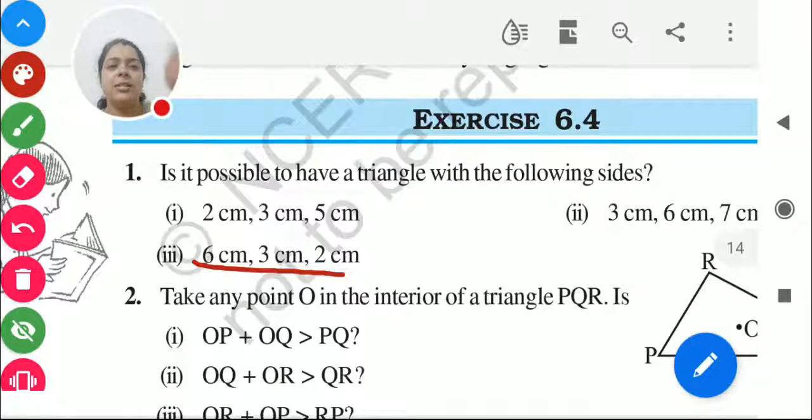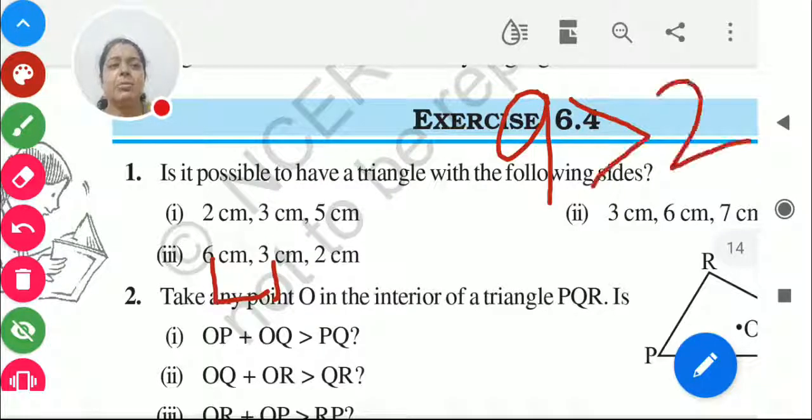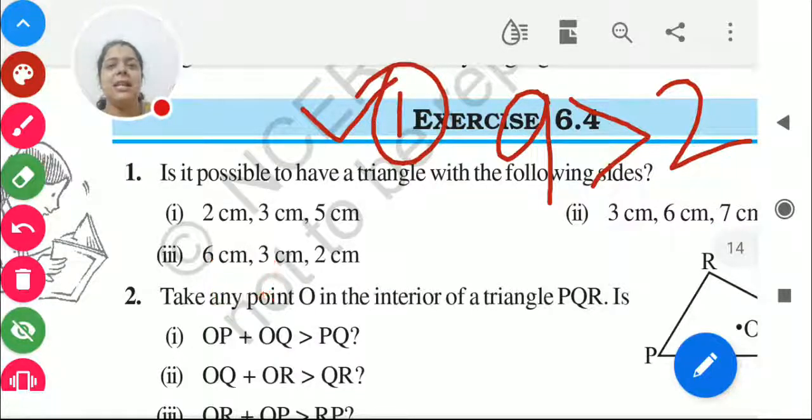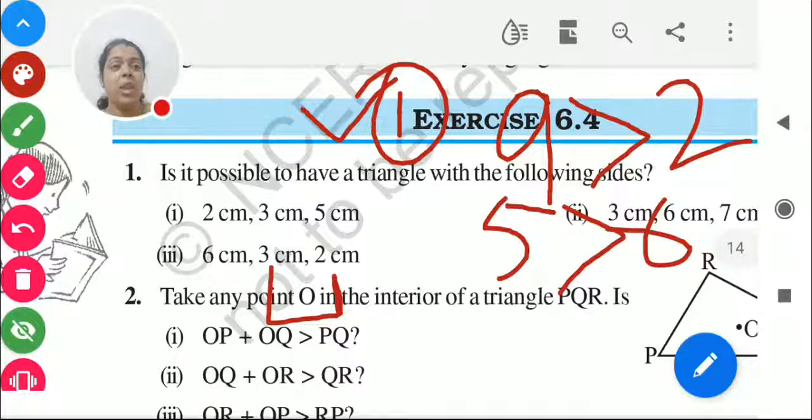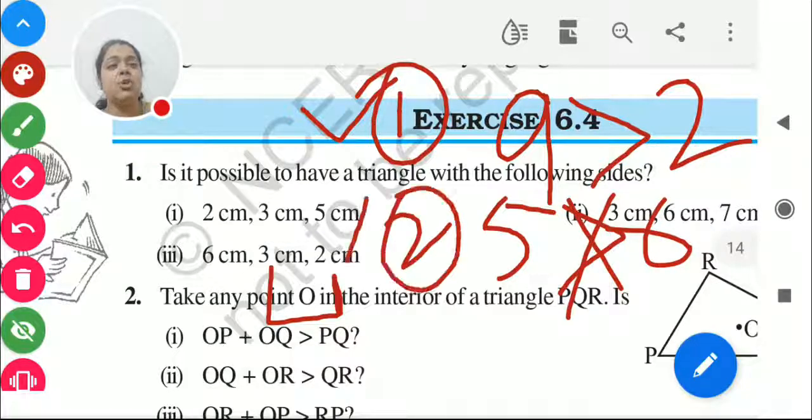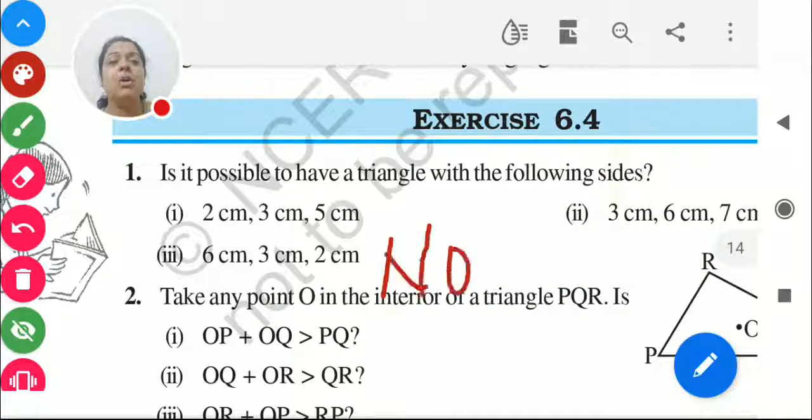6, 3 and 2. So let's take first two. 6 plus 3, it is 9. Okay. So in the first condition we find 9 is greater than 2. So the first condition says yes, undoubtedly yes. Let's go for the second condition. Second condition says 3 plus 2, it is 5. Is it greater than 6? No. Second condition says no. So what I said, if only one is no, it will be no. So we can easily say no means no. We cannot make it. It should be all the three yes, then only.